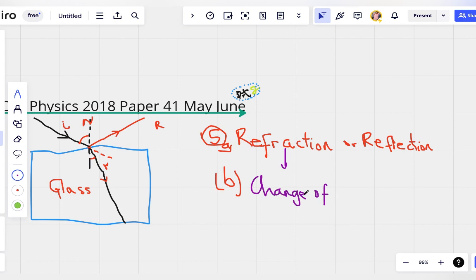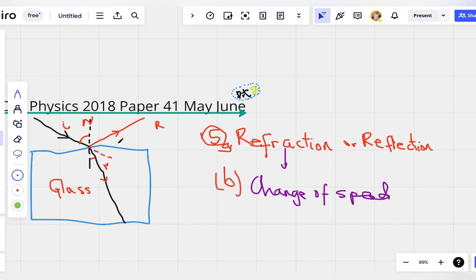Okay. We can also say because of refractive index as the reason for refraction. Change of speed or change of medium. So this could be the solution to this one if you're choosing this.